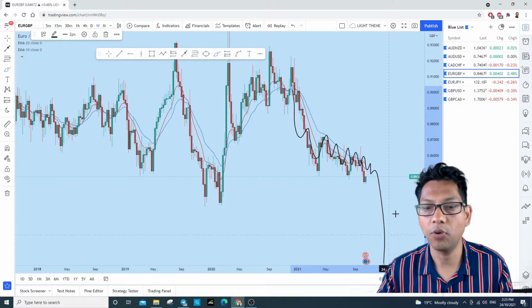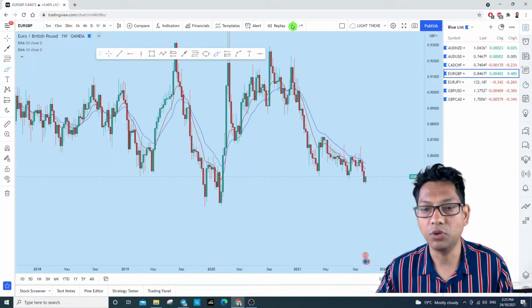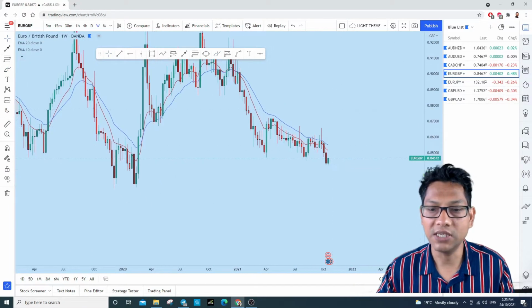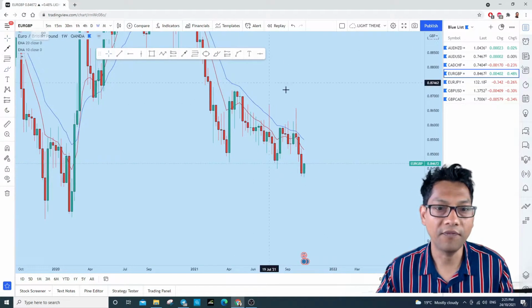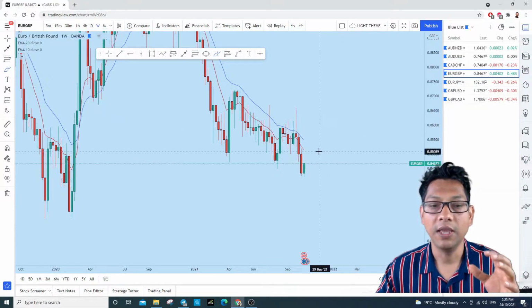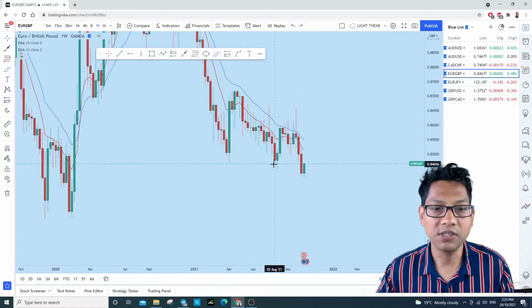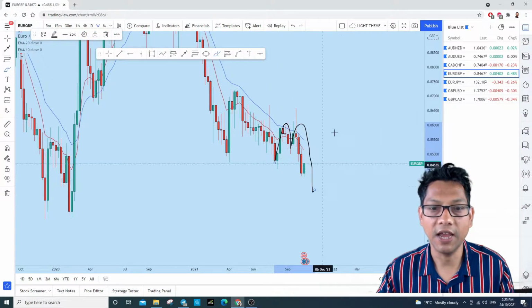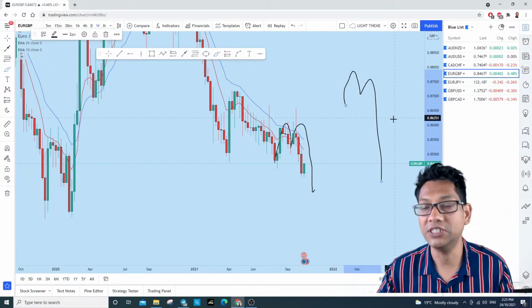So we might see from here a big jump to the downside. Now as you can see on the weekly, after this impulse we see a correction to the upside. Now when this weekly impulse is created, the price has created a double top formation. This is a double top.